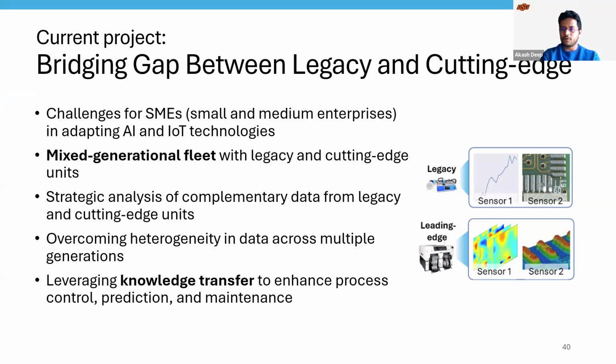What we are trying to propose here is, because there are two different generations of machines trying to do the same thing, how can we leverage the commonality, or make them learn from each other, so that we can overcome this heterogeneity in terms of data that is being collected. We would like to enable knowledge transfer to enhance process control, prediction, and maintenance.